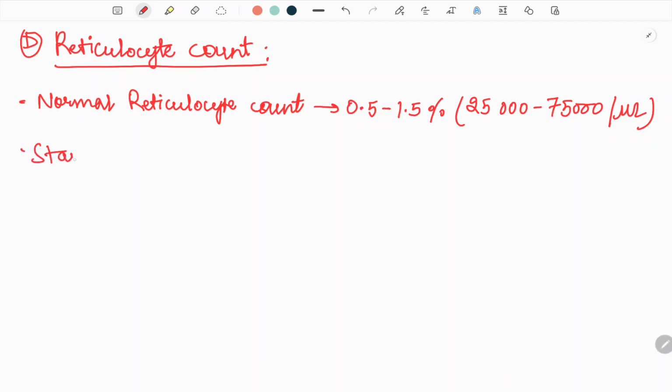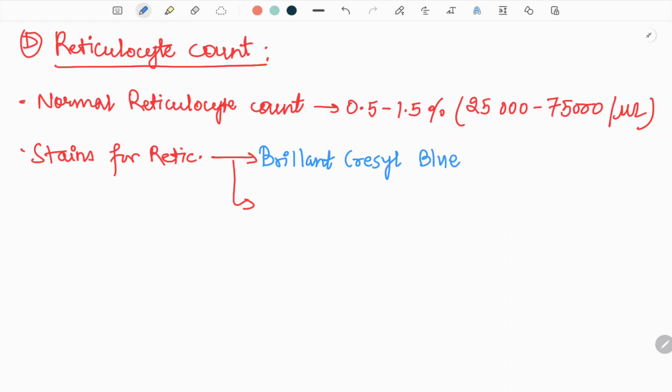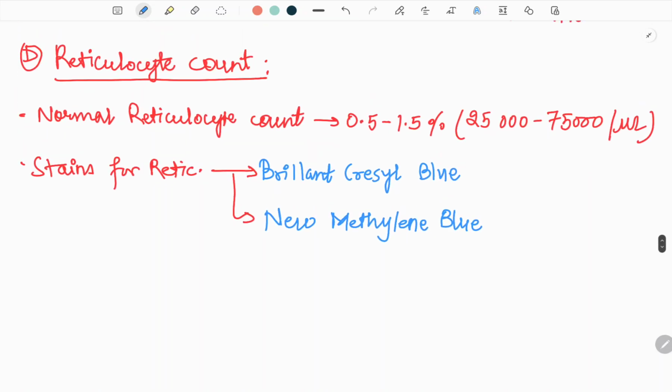Second thing which you should know is stains for reticulocyte. What are the stains used in lab for reticulocyte? So we have two stains. First is brilliant cresyl blue. Second stain is new methylene blue. New methylene blue. These are the two stains used in labs for reticulocyte. Okay.